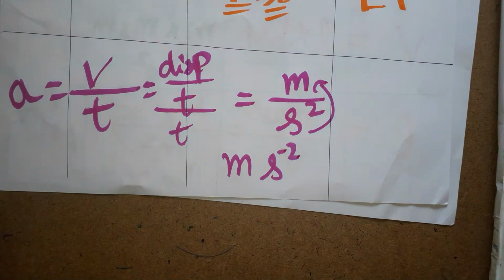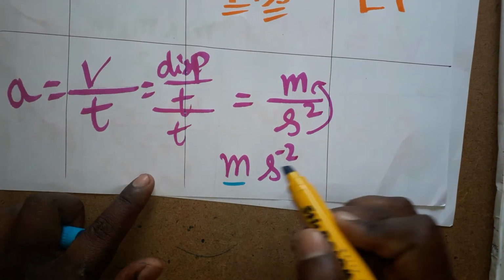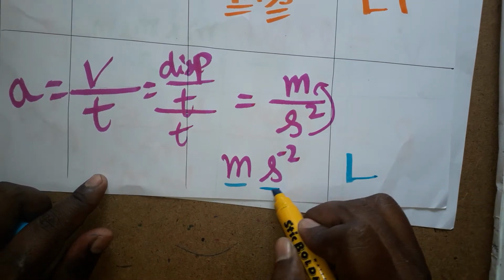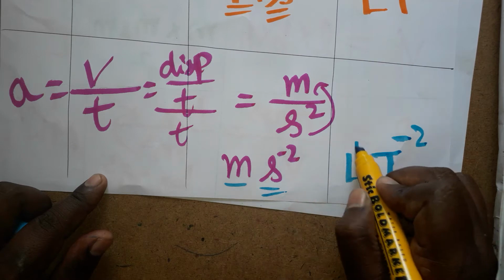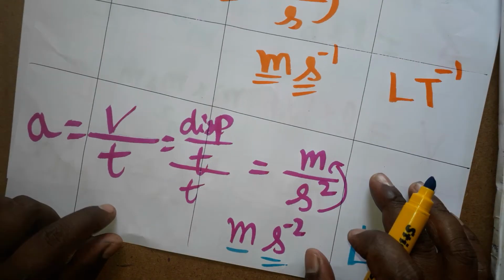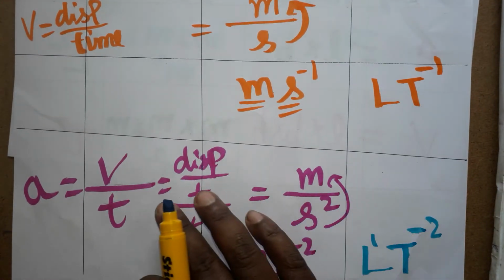The dimensional formula for meter we take as L, and T is time, so we take it as T. T power minus 2 is there, length power 1 only is there. Acceleration is LT minus 2. So acceleration we learned.